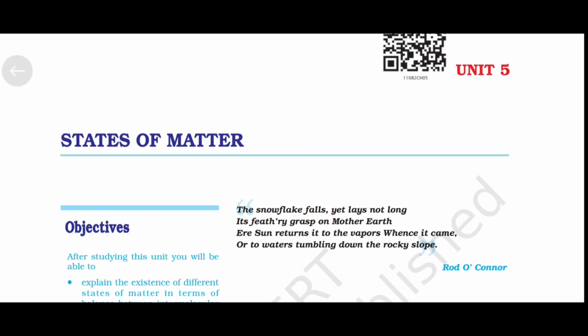I'll be dividing this chapter into two parts, part 1 and part 2. Since the chemistry chapters are quite long, you'll be getting them in parts, whereas all the bio chapters, whether of 11th or class 12th, are uploaded as one single video.